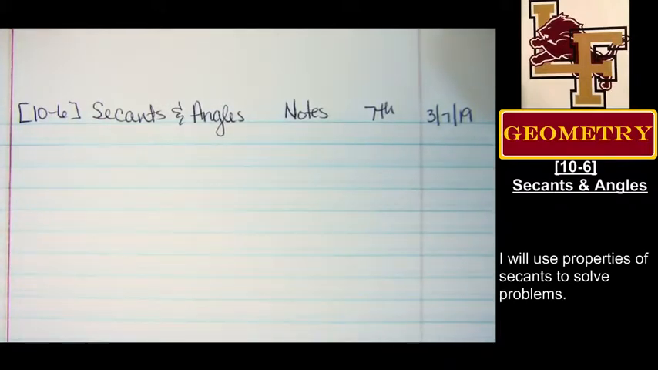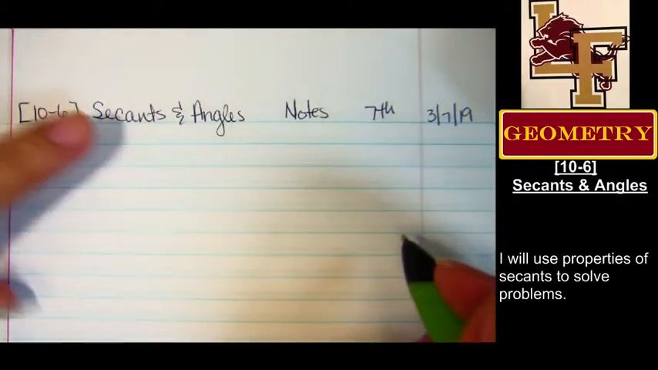We're working on 10.6 today. Last time we were together, we did 10.5. We talked about tangents. These were lines that hit a circle in only one spot. Today, we're going to talk about tangent's cousin, the secant.